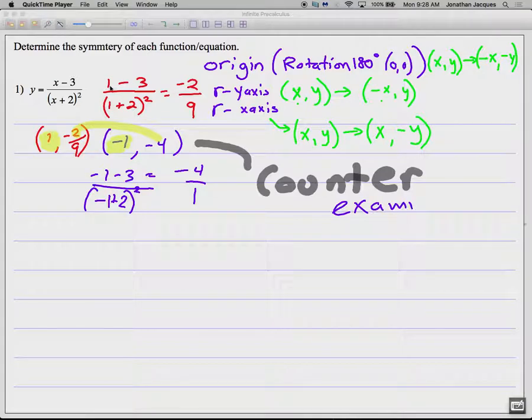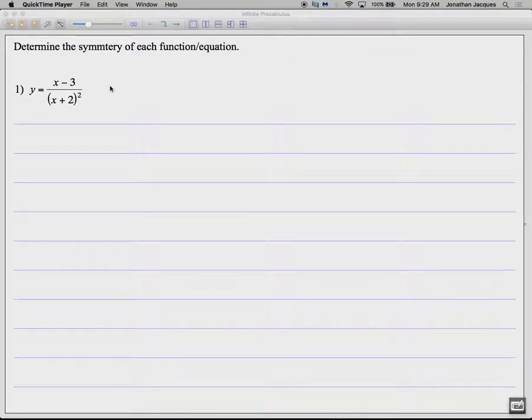Counterexample for each of those symmetries. So this function has none of the key symmetries. Okay? Get rid of that. Let's go to the next page.